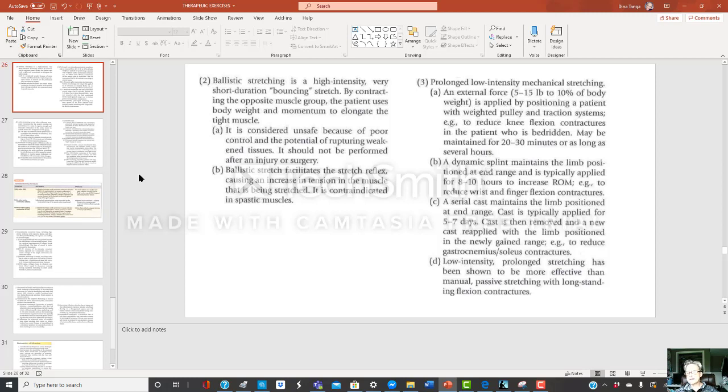A dynamic splint maintains the limb positioned at end range and is typically applied for 8 to 10 hours to increase range of motion. For example, reduced wrist and finger flexion contractures.